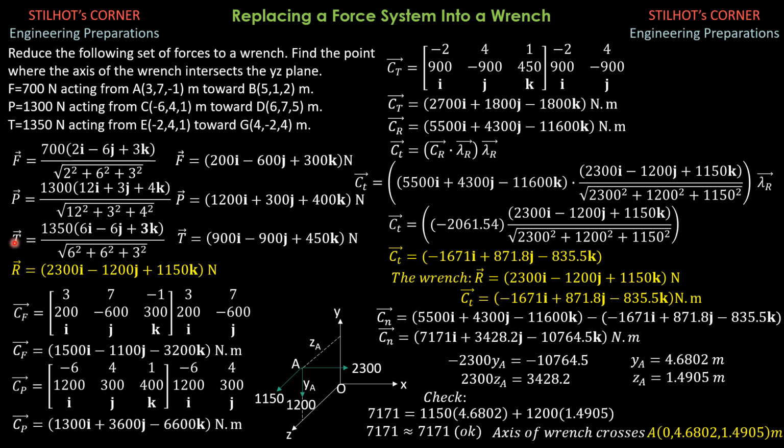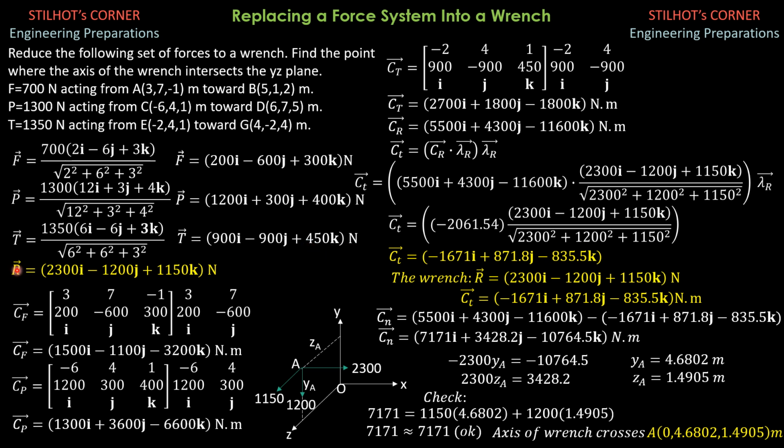Then for the force T, magnitude 1350 acting from E to G. So 1350 times quantity 4 minus negative 2, so 6i, negative 2 minus 4, negative 6j, 4 minus 1 is 3k, all over square root of 6 squared plus 6 squared plus 3 squared. And that is quantity 900i minus 900j plus 450k newtons.